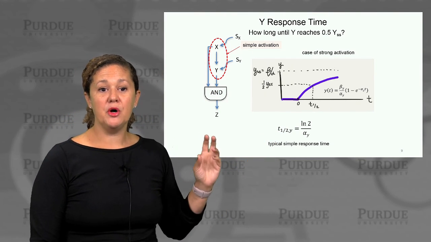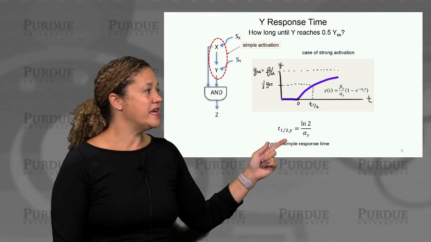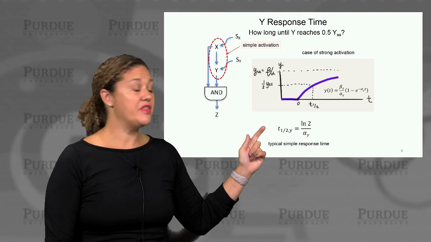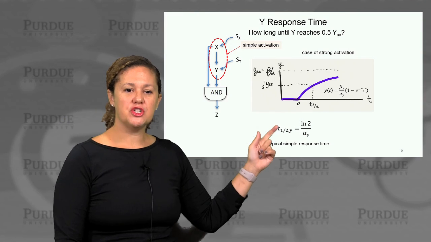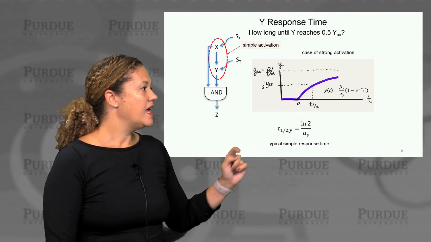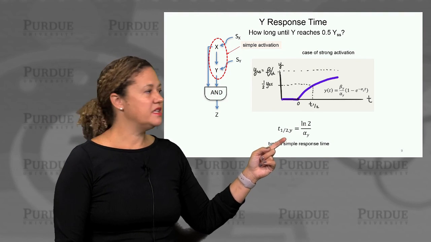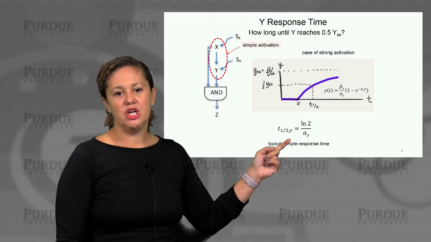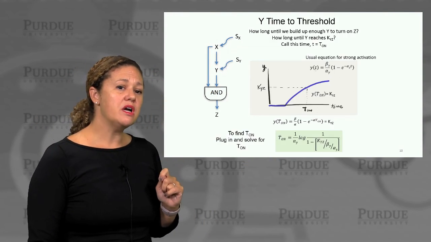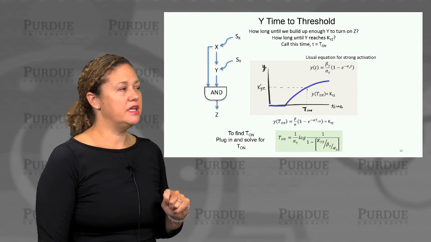Now that we've got multiple components going on in our circuit, we'll be sure to indicate T1/2 Y, indicating that we're talking about the half-life, or the response time, for turning Y on, as opposed to other genes in our circuit. And if you recall, our response time of simple activation is simply the natural log of 2 over our decay rate, alpha Y.